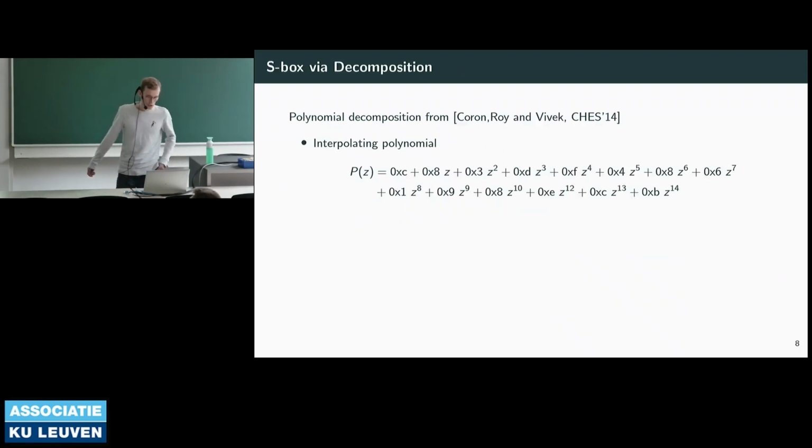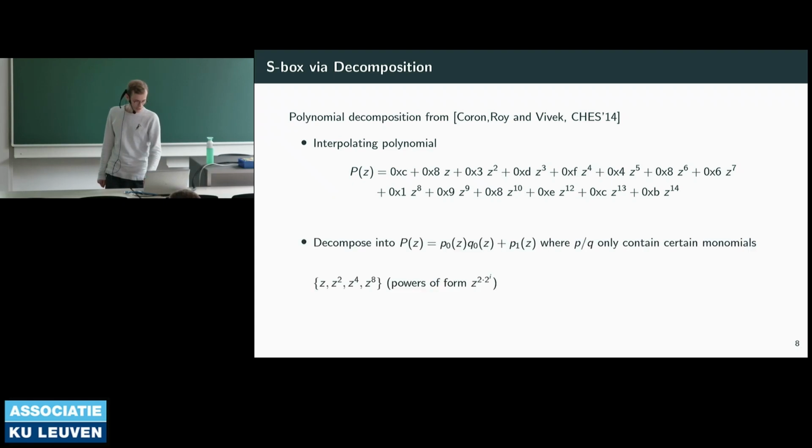For this, we are using the polynomial decomposition from Coron, Roy, and Vivek. This decomposition works by first interpolating the polynomial in the 4-bit field. The polynomial that you see here is the SKINNY forward S-box for 4 bits. Then we decompose it into the form that you saw earlier, where we require that P and Q only contain certain monomials. Ideally, we would like them to contain only squares: z cubed, z to the 4, and z to the 8.